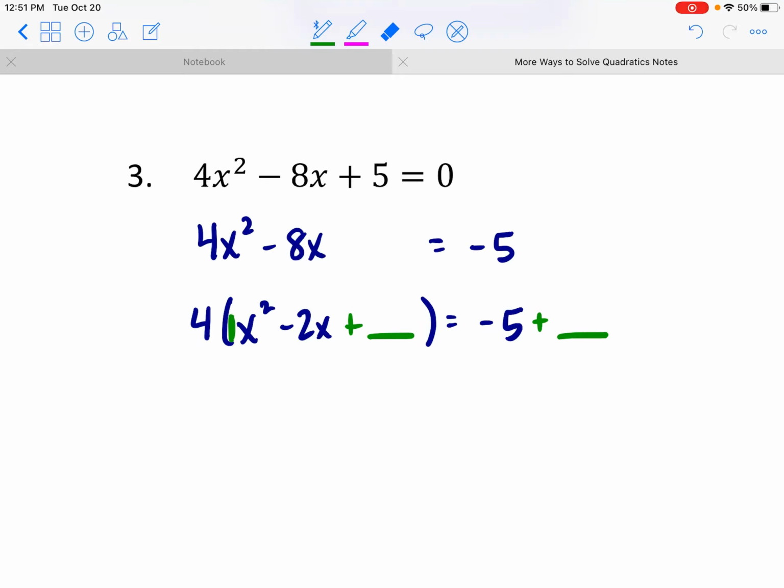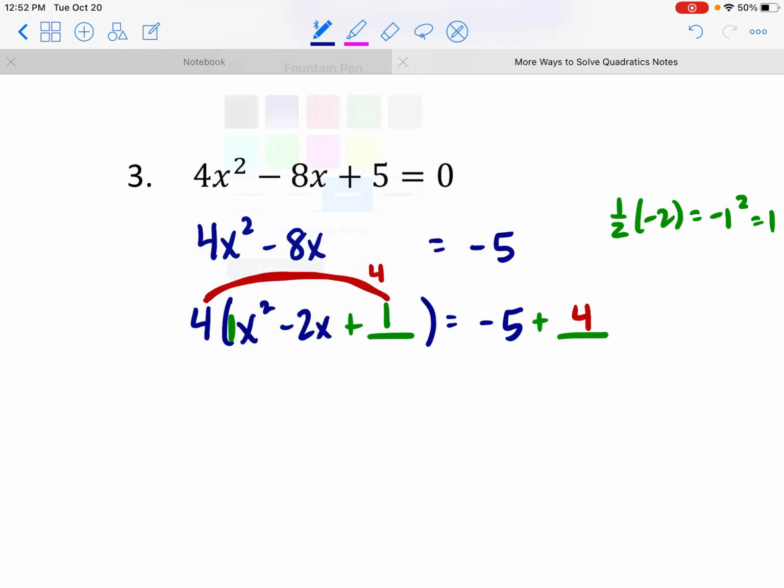So the 4 is going to come out, and let's see, if we take half of b, b in this case now is going to be negative 2. We get negative 1. If we square that, we get positive 1. So I'm going to have to add a positive 1 here. Now be careful. I don't want to add positive 1 to the other side, because even though I added 1 here, there's a 4 that's being multiplied. So what did I really add to this side? Is a 4, right? So I have to add 4 here as well to keep this balanced. So hopefully that makes sense.